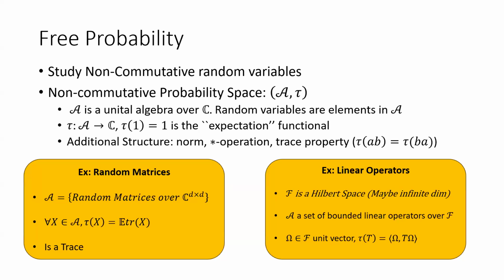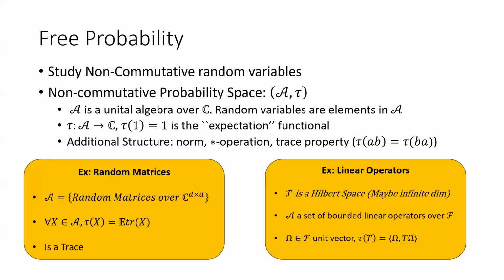Yeah. If I'm taking a classical probability space and I want to define it in this setting, what would A and tau be in this case? Just the standard ones we're used to. For a classical commutative probability space, A would just be the set of random variables over some probability space. Tau would just be expectation. And the unit is just 1, the identity. Okay. Does this make sense?